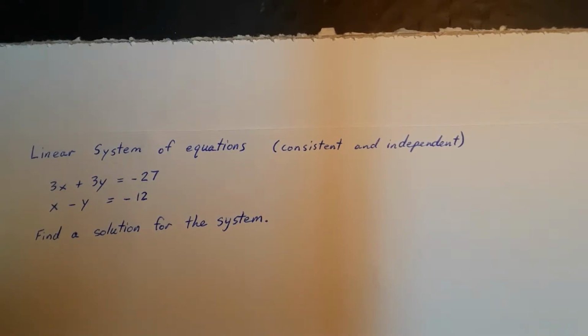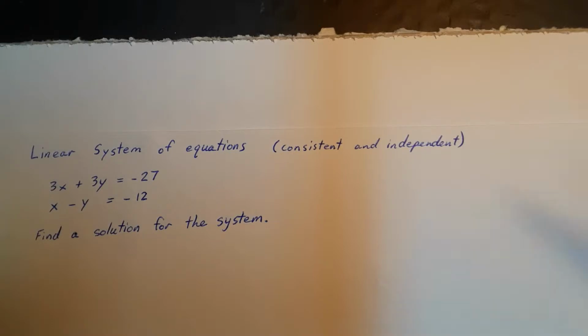There's not going to be no solution. We're not going to get infinite solutions. There's a unique solution for this. So let's look at how we go about doing this. In this, I'm going to use the transitive property to help me find a solution for this system.